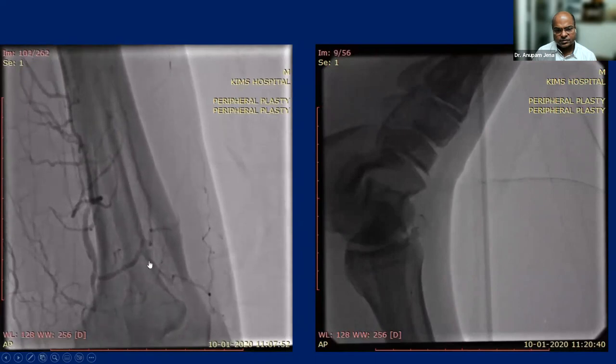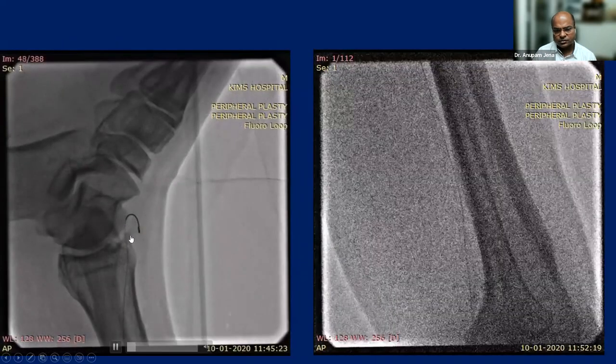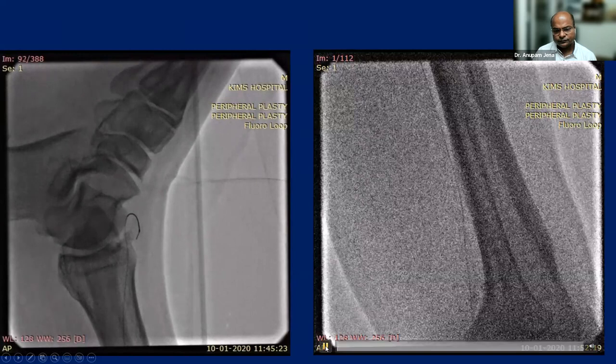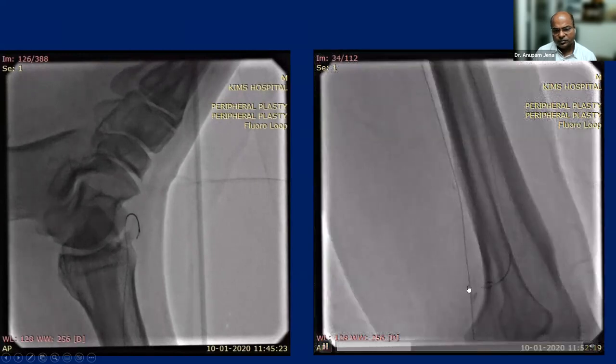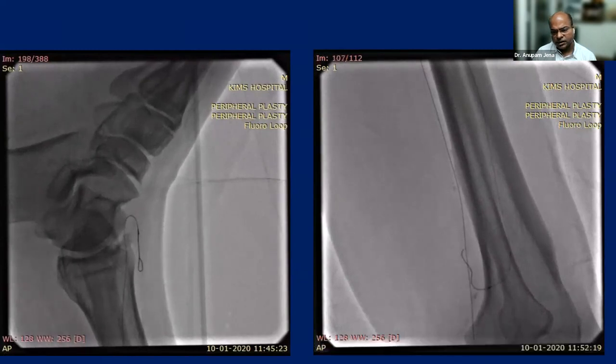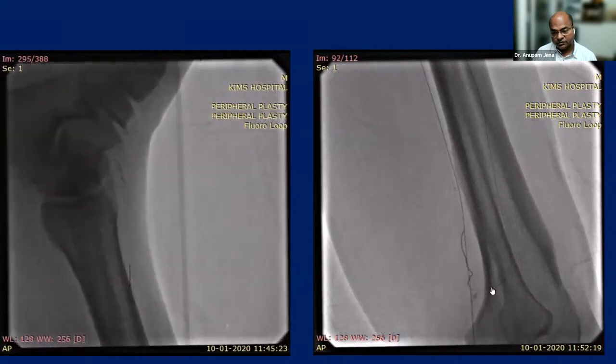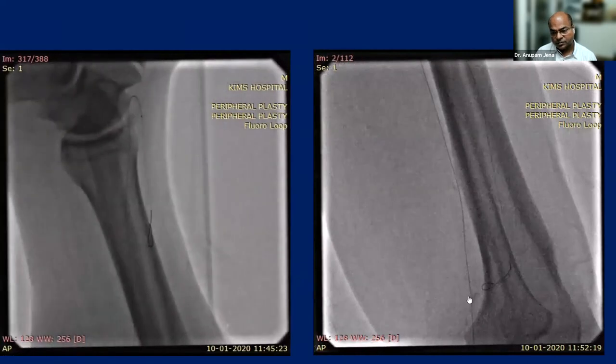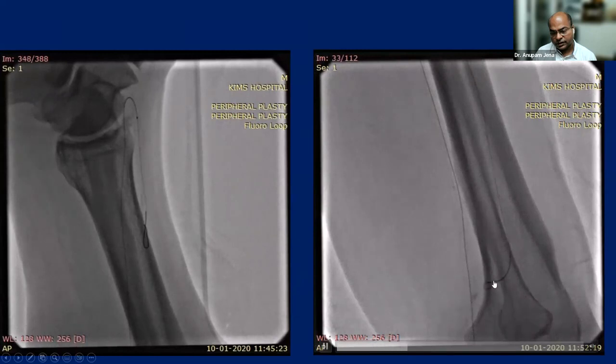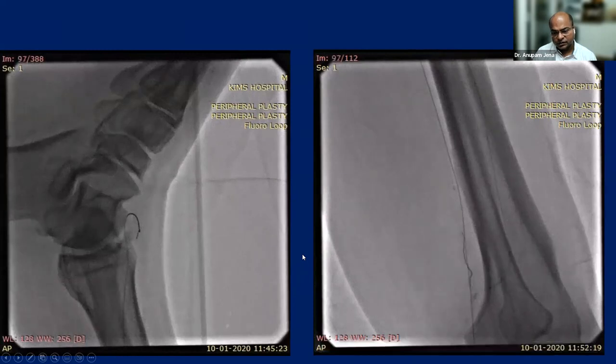So in this case, a similar approach, transcollateral retrograde approach. However, here the problem was the angle of the anterior tibial artery to the common peroneal artery was very acute. So it was not possible to go for antegrade wiring because it was 90 degrees. Trying to pass a wire from the antegrade to the ATA was resulting in prolapse of the wire at this point. So what to do? I tried for 10 to 15 minutes, but was unable to do antegrade wiring.